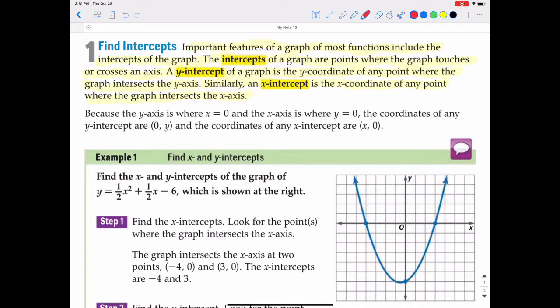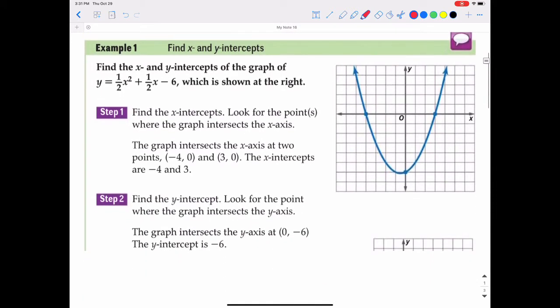So in order to find the x-intercepts, we would look to see where it crosses the x-axis. And it crosses the x-axis right here and right here, at those 2 points. So this is an x value of 3, so one of the x-intercepts would be 3. And over here, that is an x value of negative 4, or the point negative 4, 0, so we would say that is an x-intercept of negative 4. We could say the x-intercepts are negative 4 and 3.